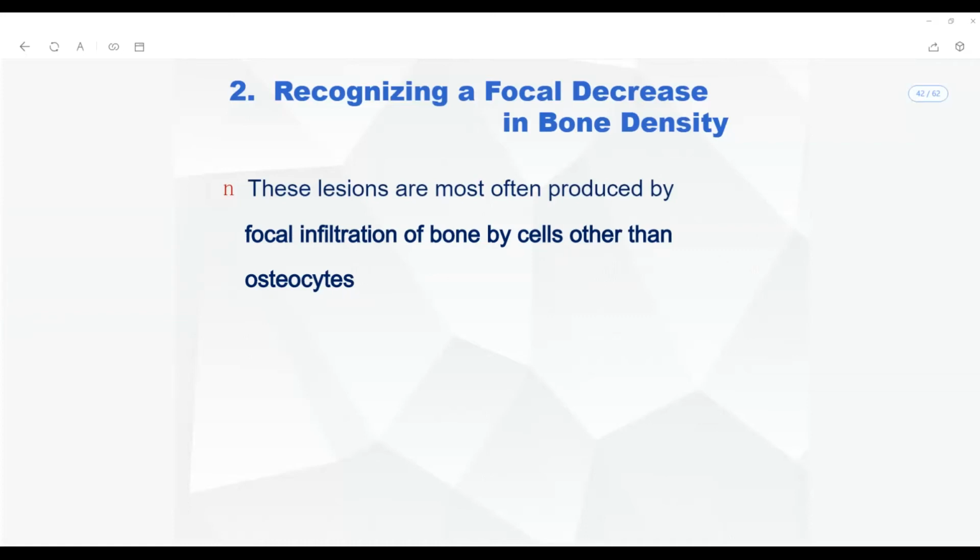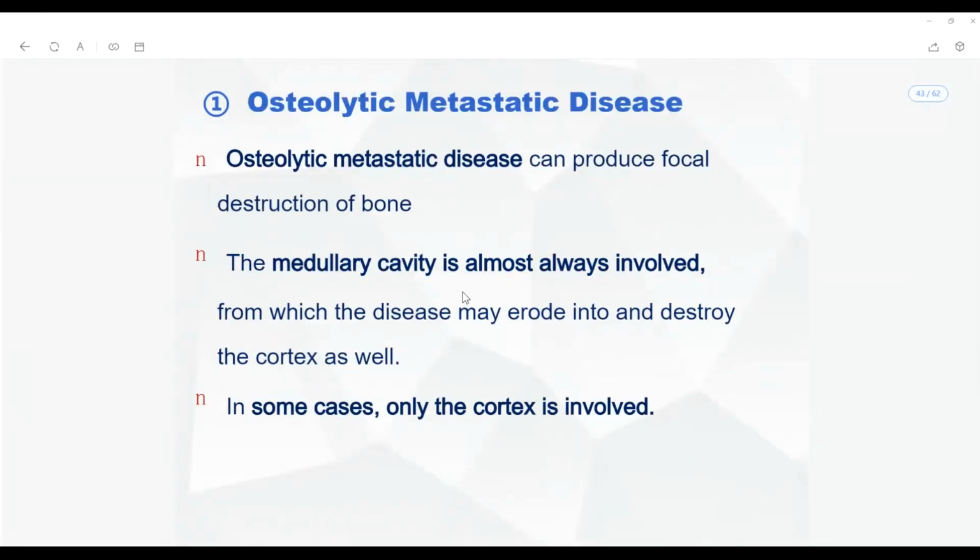So focal density loss means only certain parts of the bone are actually losing their density. Where there is focal infiltration of the bone by cells other than osteocytes, it is called focal loss of bone density, and it happens in osteolytic metastatic disease.